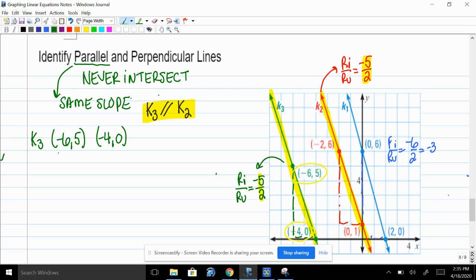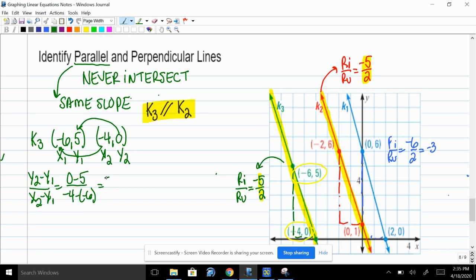If I label them x1 and x2, y1 and y2, the slope formula is y2 minus y1 on top of x2 minus x1. So that would be 0 minus 5 on the top over -4 minus -6 on the bottom. 0 minus 5 is -5. On top of, I would have a double negative, so a plus down here: -4 plus 6, which is 2. So you're getting the exact same slope as you did when you did it graphically. We practiced that earlier, so I'm not going to go crazy with that.